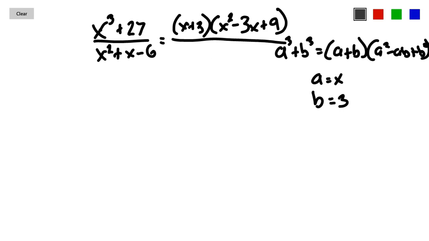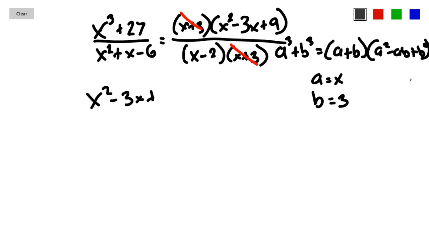And on the bottom, this one factors as (x minus 2) times (x plus 3). Now I can see that I got an x plus 3 on the top and the bottom, so I can get rid of them. And then I've got an x squared minus 3x plus 9 on the top and an x minus 2 on the bottom. So I can't break down the numerator into any other factors, so this is going to be our final answer.